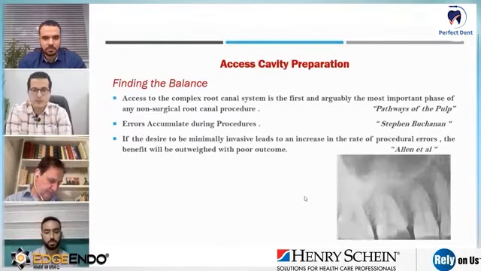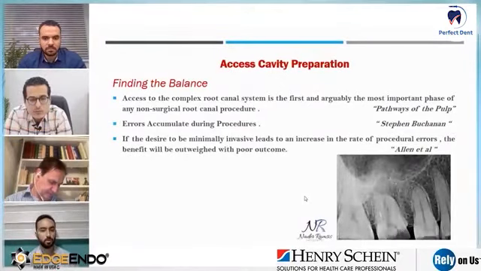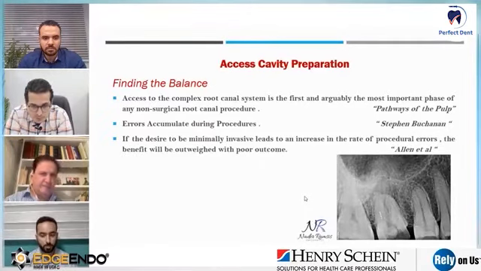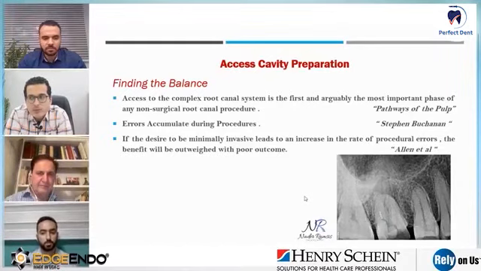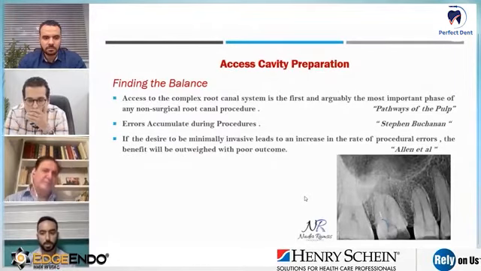Like, for example, this case was referred to me with a broken file in the distobuccal canal of an upper 6. Just by careful evaluation of the preoperative X-ray, I noticed that there was no straight line access for the distobuccal canal. It's evident that there's no straight line access here. And my other observation was that the file seems to be of a slightly larger diameter. It's a little bit large file diameter, and it's separated coronally in the canal.